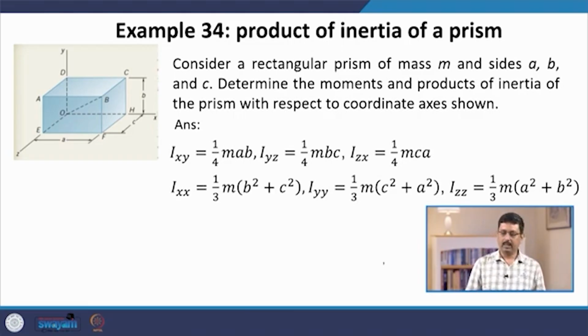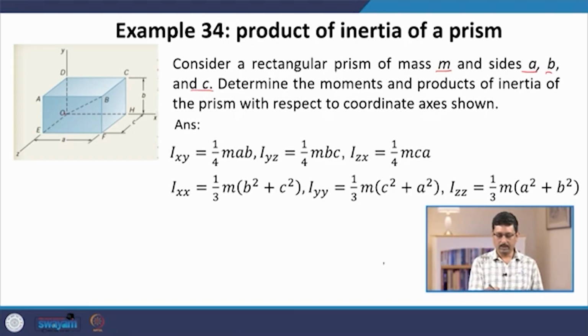Again we take a rectangular prism. The prism has mass m and its sides are of length a, b and c, and we have taken a coordinate system. One corner of the prism is our origin, and each side of the prism lies along an x, y, z coordinate axis. Clearly, in this particular choice of coordinate system, the mass distribution is on one side of the coordinate axes. So, this is asymmetric, which means we expect the product of inertia to be non-zero by definition.